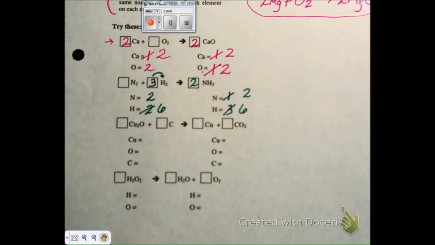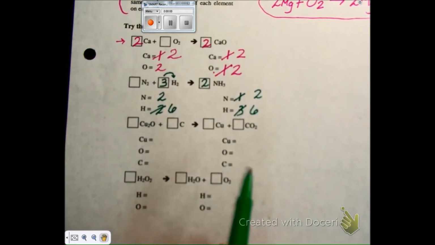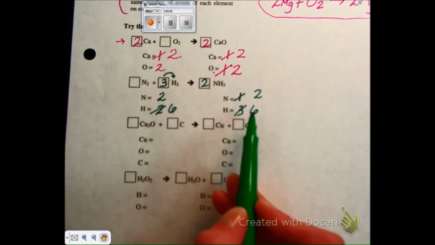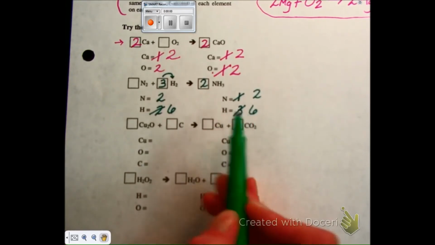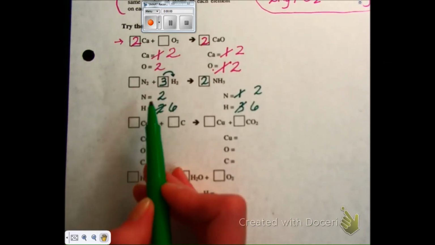Yes, it is. Now, one thing that I noticed as I was walking around and taking a look at some of your papers, I noticed some of you were trying to get everything, all the nitrogen, all the hydrogen to the same number. You don't have to do that. That's not the idea. You're looking at individual elements. You want the elements to match on both sides. So the nitrogens need to be the same, but the nitrogens don't have to match the hydrogens. Does that make sense? Okay, you're just looking that your element over here matches your element on the product side. You don't have to have all of them match. All right, so let's try another one.